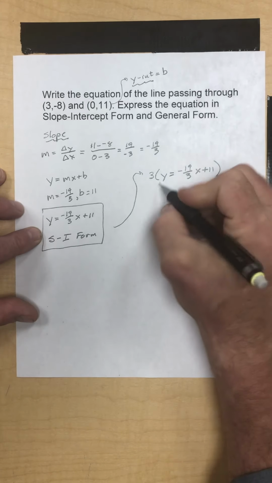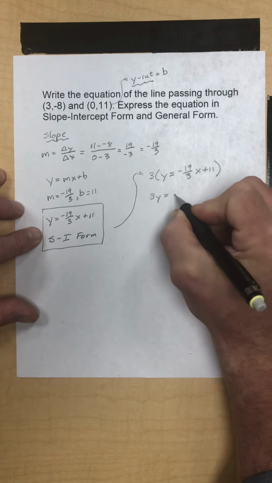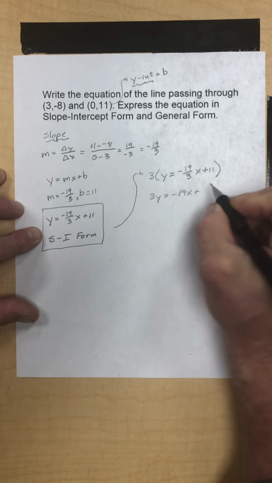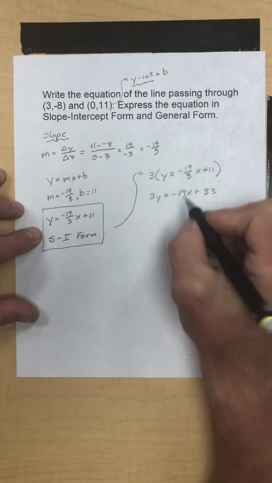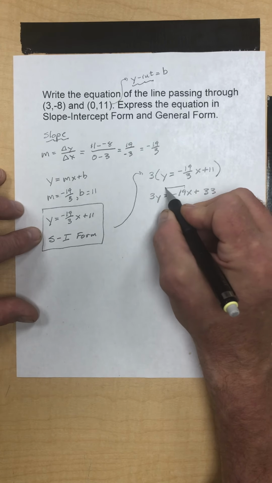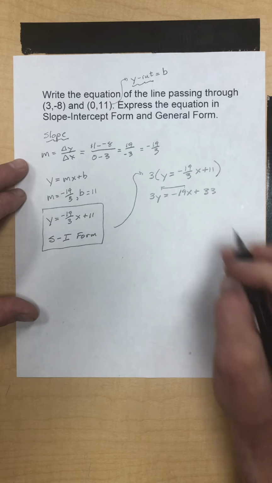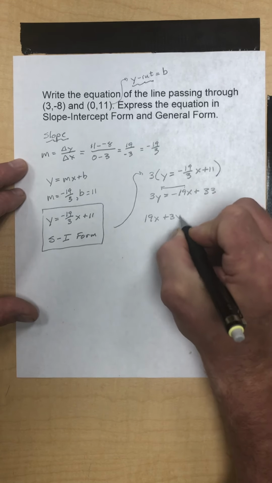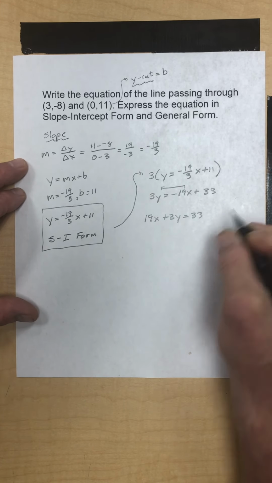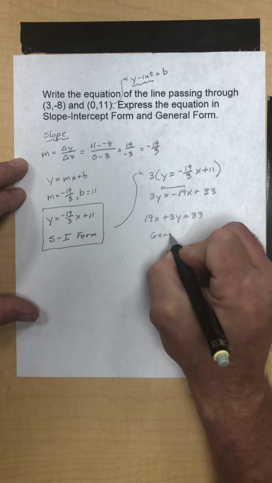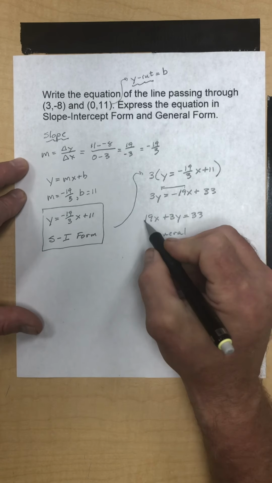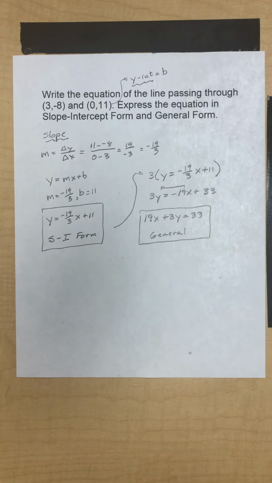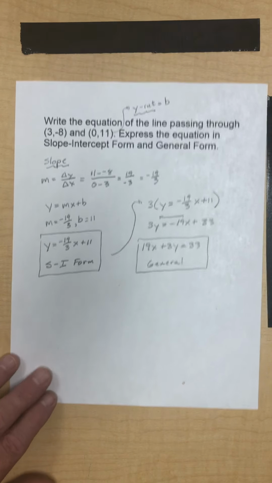Just multiply through, so I get 3y equals, notice the 3's cancel there, negative 19x plus 33. And then bring the term with x, move that over, so negative 19x becomes positive, so I get 19x plus 3y equals 33. And so that's your general or standard form. It doesn't make any difference what you call it. It means the same thing. So general form or standard form. Okay, so pretty easy stuff. Real straightforward, not hard at all.